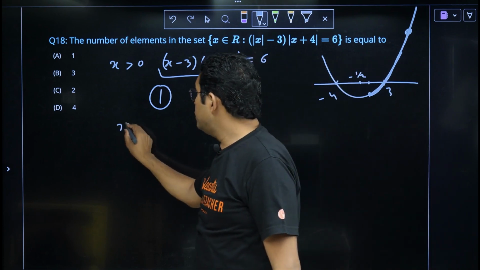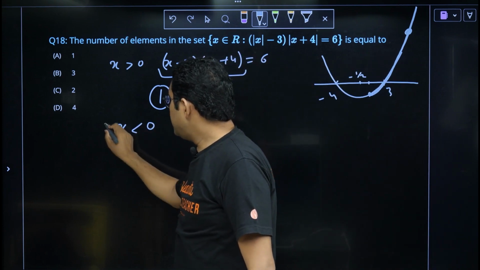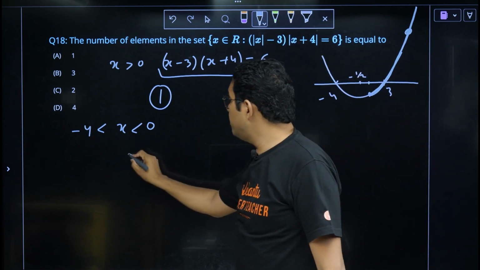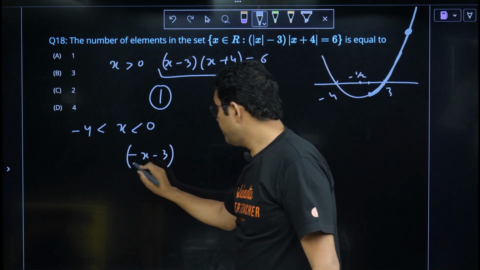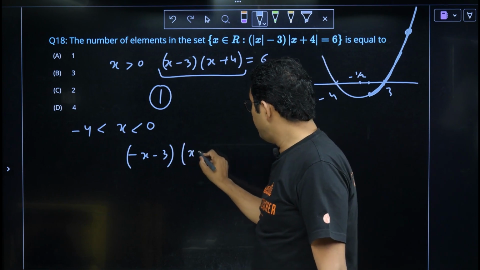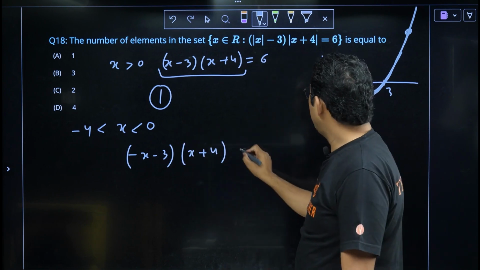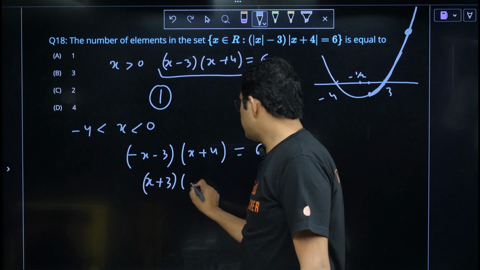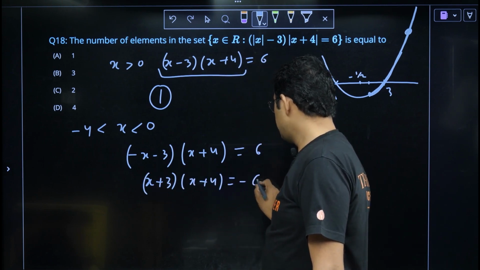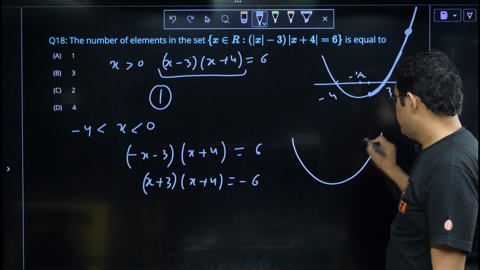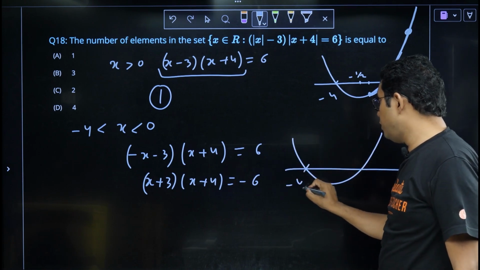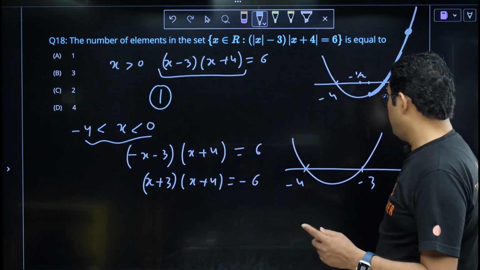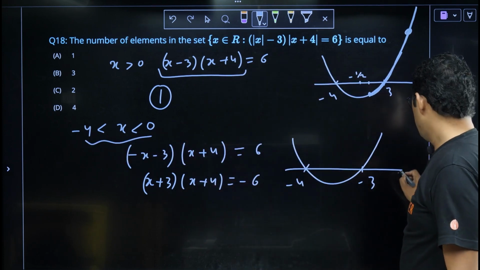Now coming to when x is less than 0 but greater than minus 4. X is less than 0, so the first bracket will be minus x minus 3, and the second will be x plus 4 because x is still greater than minus 4, and that is equal to 6. If I take the minus sign common, x plus 3 into x plus 4 is equal to minus 6. Again, this is a parabola whose roots are minus 4 and minus 3, and the interval we are dealing with is from minus 4 to 0.